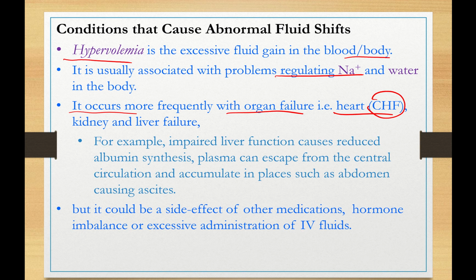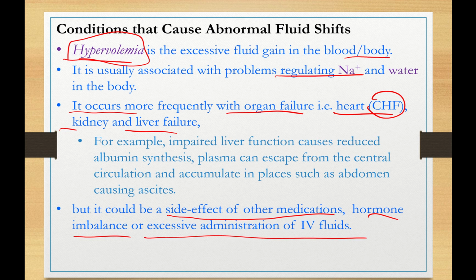the cardiac output is reduced, and therefore the blood flow of other vital organs like the kidney and liver is compromised as well. So this is how it is about hypervolemia, that it occurs more frequently with organ failure like the heart, kidney, and liver, but also it could be a side effect of other medications, hormone imbalance, or excessive administration of IV fluids. So again, this is excessive fluid gain.